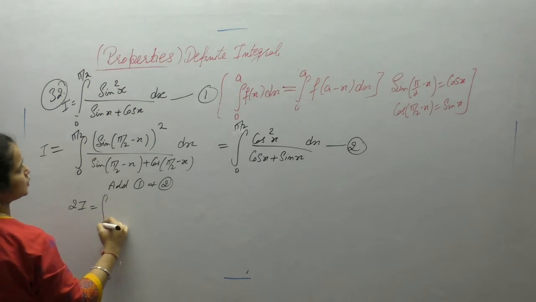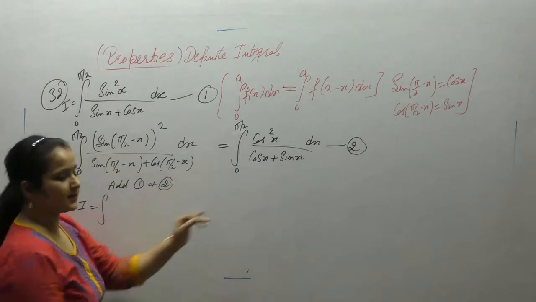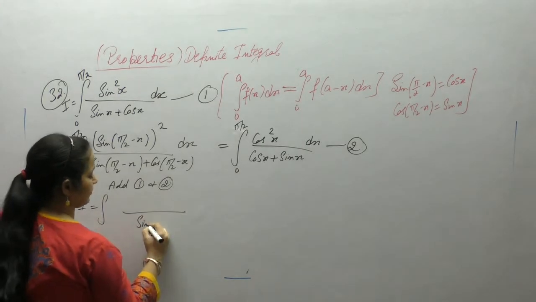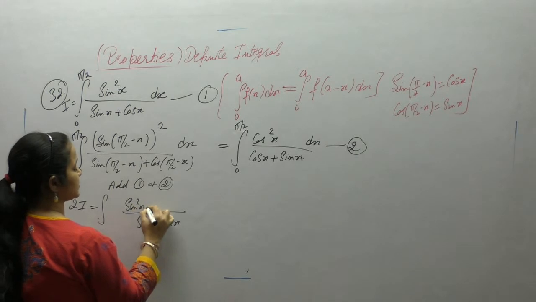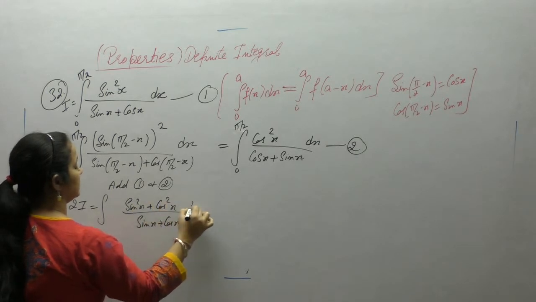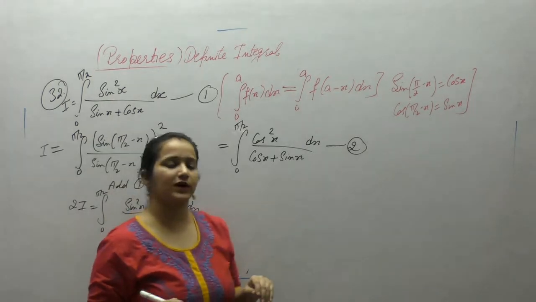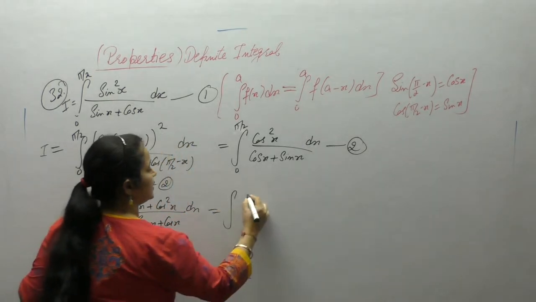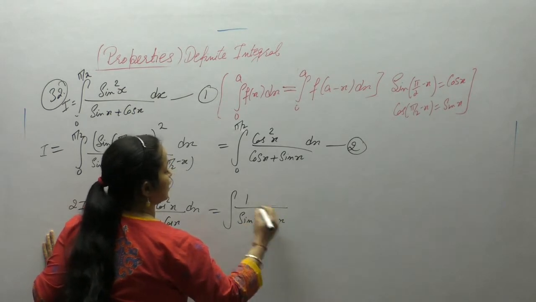2I is equal to, the denominator is the same, sin x plus cos x, and the numerator is sin square x plus cos square x. Sin square plus cos square is equal to 1. So we get 1 upon sin x plus cos x.